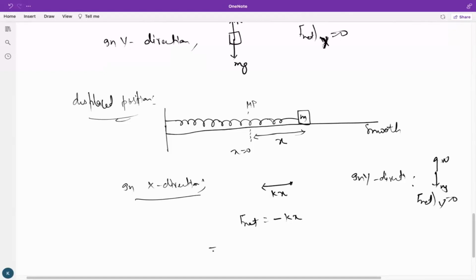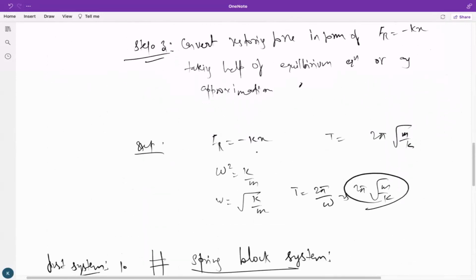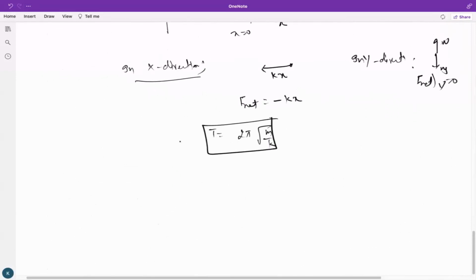So here the time period we can directly say is 2 pi root under m by k, because it comes directly into the form we are talking about in this system. Omega square is equal to k by m, so omega is equal to root under k by m, and our time period is nothing but 2 pi by omega. So we can write it as 2 pi root under m by k. I hope this is clear.